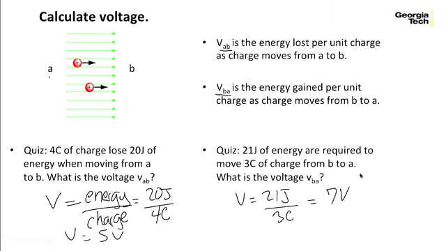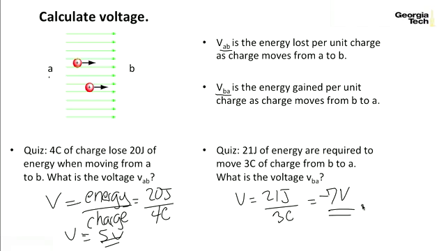However, notice that the charge is moving in this case from B to A, which is against the electric field lines, so this voltage is negative. A negative voltage actually means that we gained energy. A positive voltage means that we have lost energy. So when the charge moved from A to B, it lost energy. We're moving with the electric field lines, and we get a positive 5 volts. When we move from B to A, we gained energy going against the electric field lines, and we get a negative 7 volts.